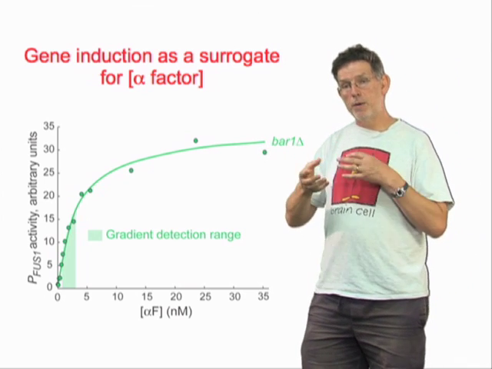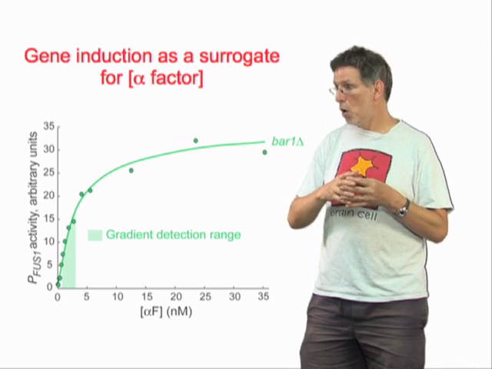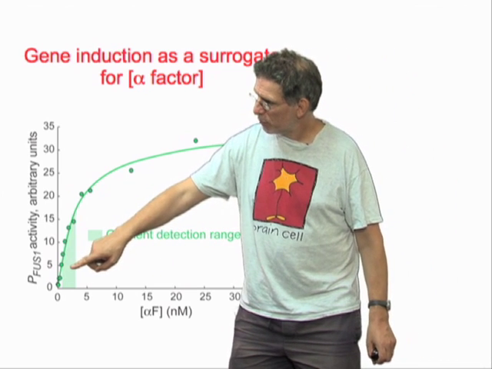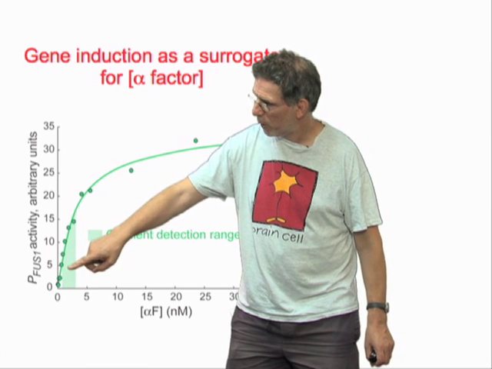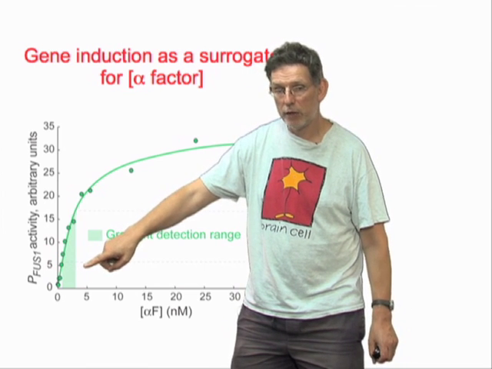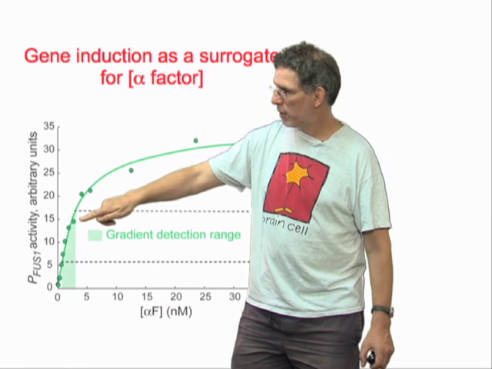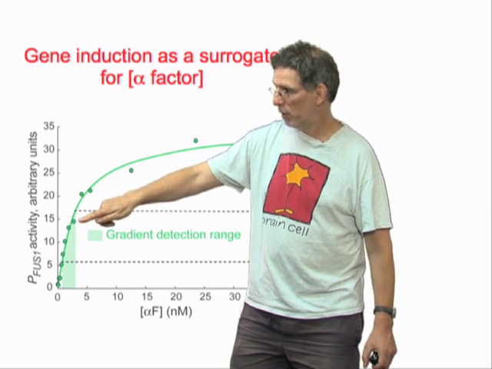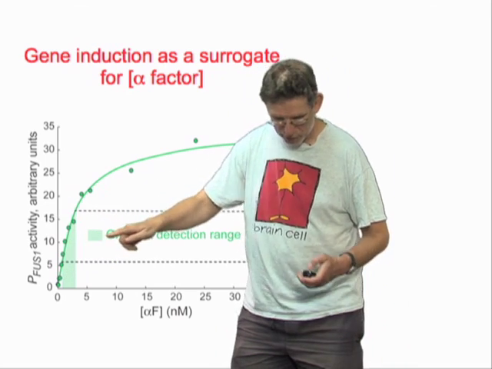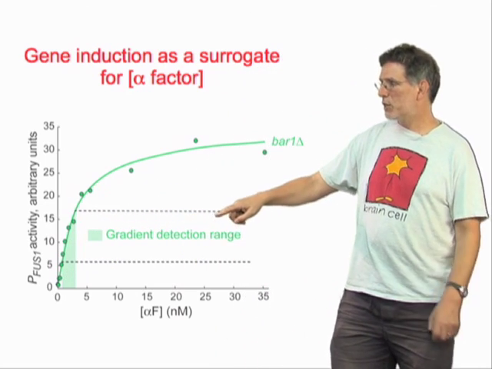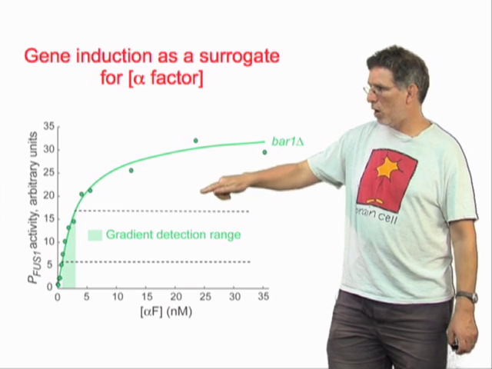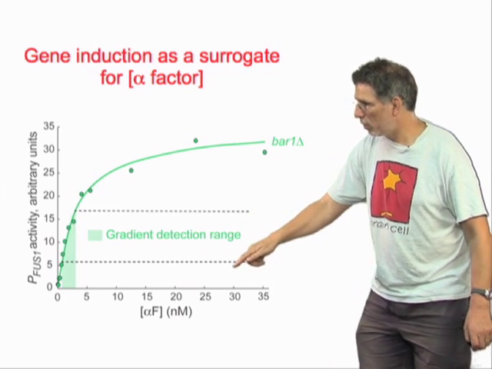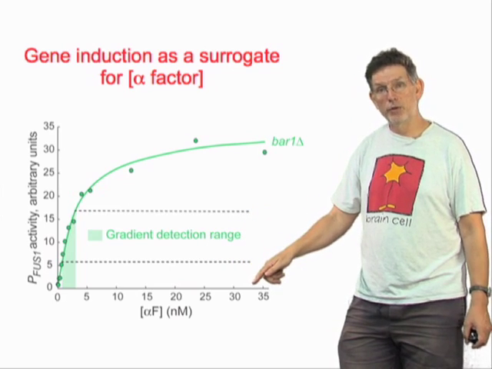We know from the experiments in the microfluidic chambers what range of concentrations is the one where cells detect gradients accurately. It's this narrow range here in this green wash here. And we can draw a line and we can say, okay, this is the highest level of activity that is compatible with detecting pheromone gradients. And right down here is the lowest, and we can draw a line across. If we see the activity of the promoter higher than this line or lower than this line here, the cells aren't going to be able to detect gradients.